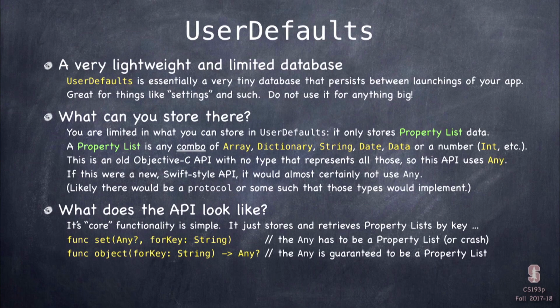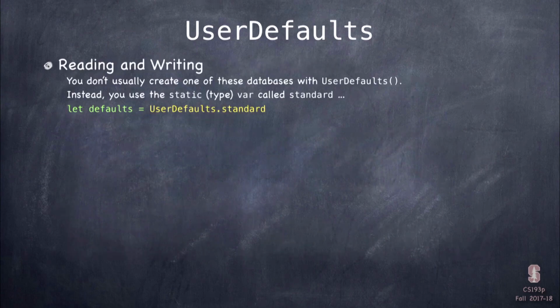But that any has to be a thing that is a property list. So it could be an int, it could be an array of strings, it could be a dictionary whose keys are strings and whose values are arrays of doubles. Those would all be considered property lists. Okay, but an array of CGFloat is not a property list, because a CGFloat is not a property list. Okay? All right.